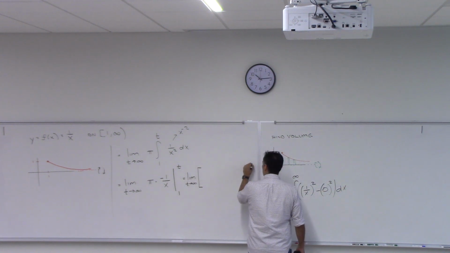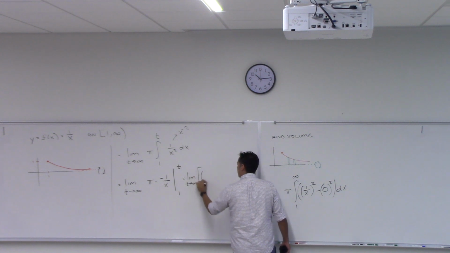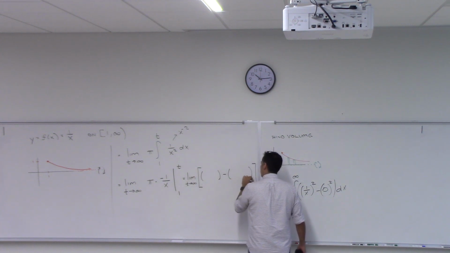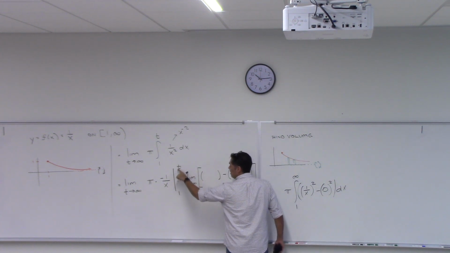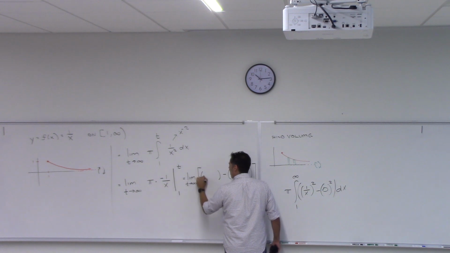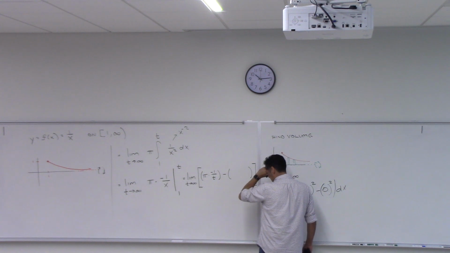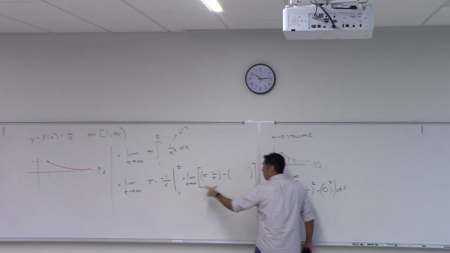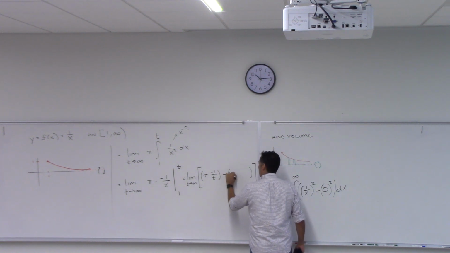Now we're going to plug in the two things. When I plug in t for x first, I get pi times negative 1 over t. When I plug in 1 for x, I get pi times negative 1 over 1.